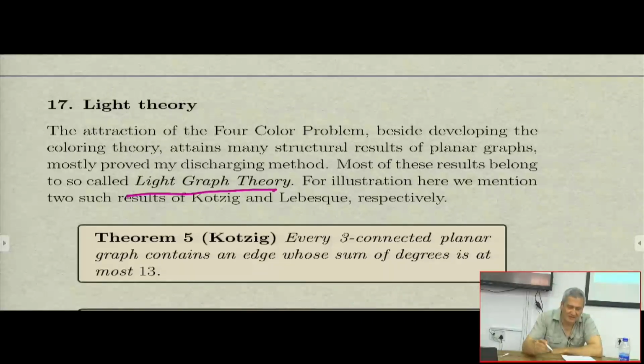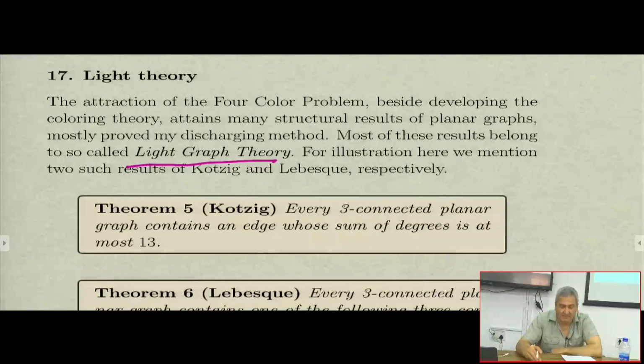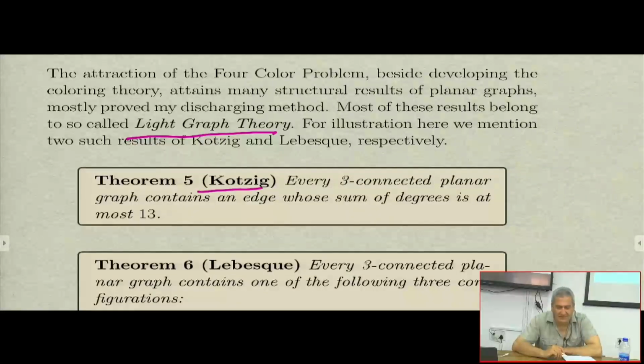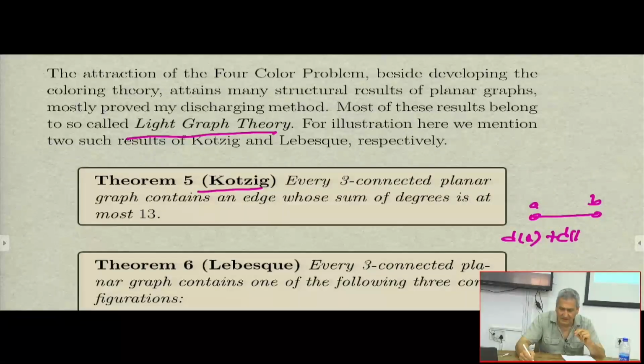And here are two results. Kotzig proved examples of such results in this light graph theory. Kotzig's theorem is that if G is a three-connected planar graph, then there must exist some edge with the sum of its end degrees in total at most 13. So we have a three-connected graph, then you will find an edge in a three-connected planar graph, such that degree of A plus degree of B is at most 13. And this is a tight bound.